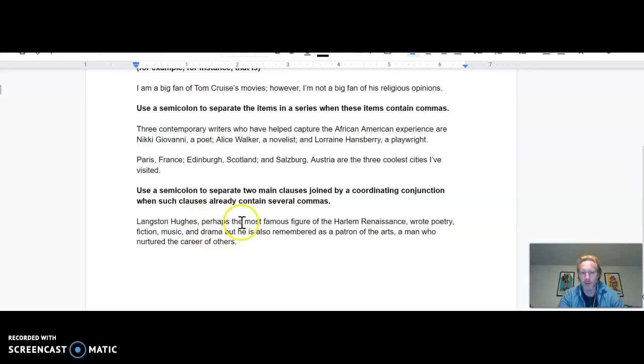Langston Hughes, perhaps the most famous figure of the Harlem Renaissance, wrote poetry, fiction, music, and drama. If we put another comma here, it just might make things more confusing. We can give the reader a break by putting a semicolon there. And then the second part: but he is also remembered as a patron of the arts, a man who nurtured the career of others. We've got about half a dozen commas already, and we can make things a little bit easier by putting a semicolon in the middle. So those are your four semicolon rules.